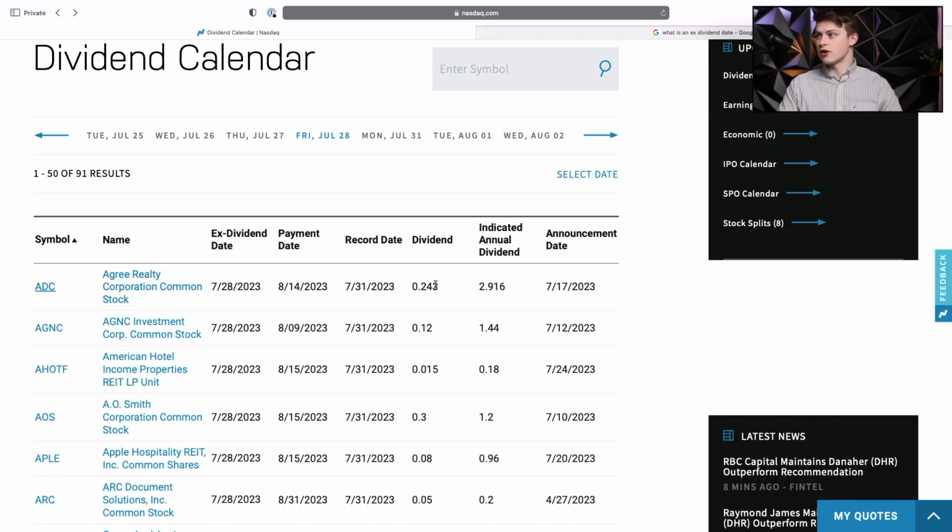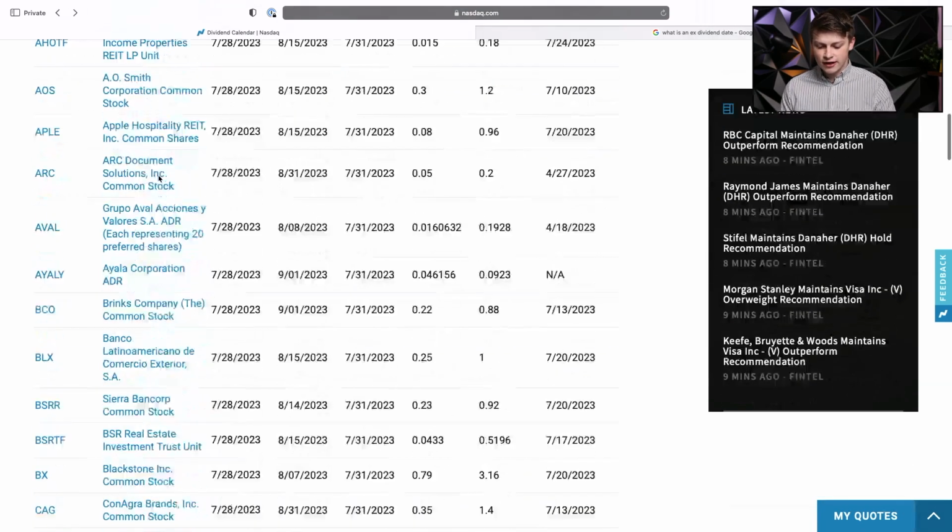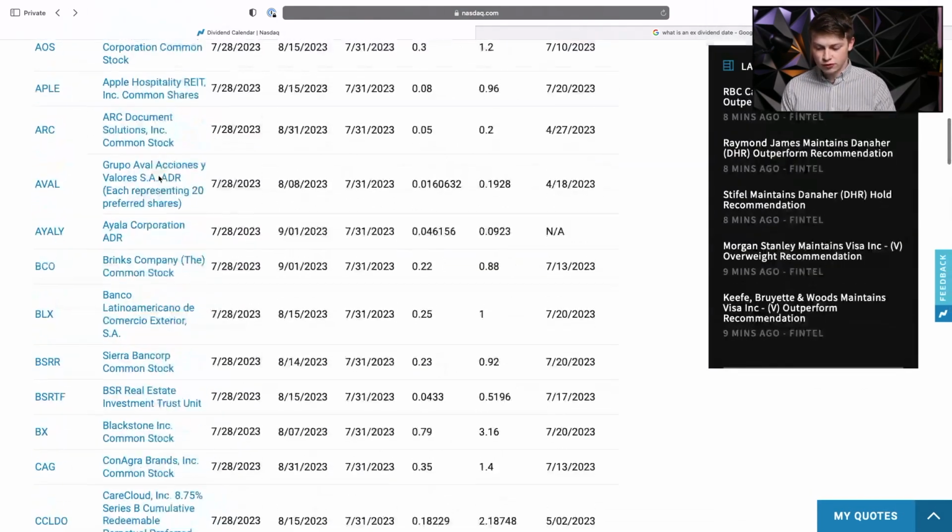So the theory goes that ADC stock should fall in share price by 24 cents, theoretically, to capture the loss in value of the ex-dividend date. And this is all theoretical, but we're going to be doing a put option strategy on this exact thing. So this is where my spreadsheet comes into play, where I'll be analyzing what my picks are going to be. Because if you notice, Friday, July 28th, there's 91 ex-dates on the dividend calendar. There's 91.